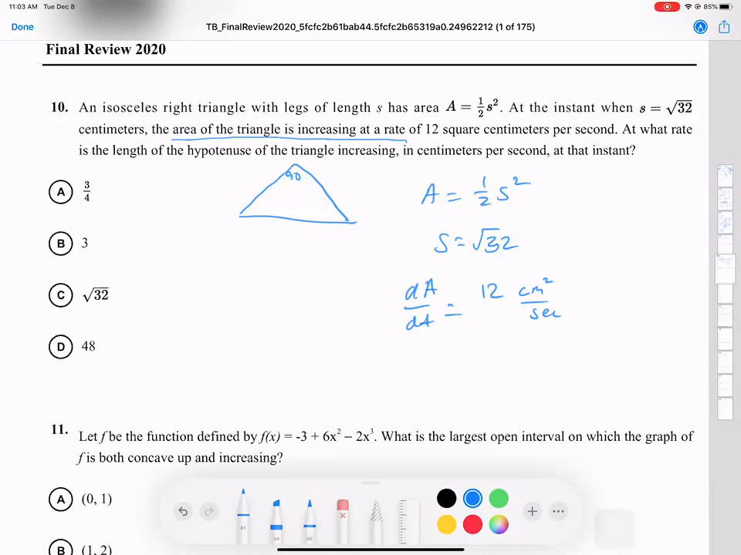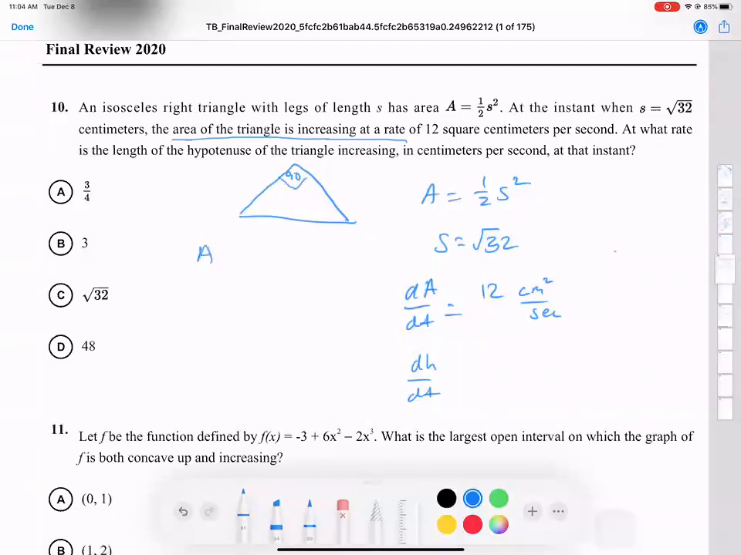At what rate is the length of the hypotenuse of the triangle increasing? Oh crap, the length of the hypotenuse is increasing. Okay, so they want me to find dH over dt. How am I supposed to get to dH/dt? At what rate is the length of the hypotenuse of the triangle increasing, in centimeters per second. Okay. So they gave us a couple things.